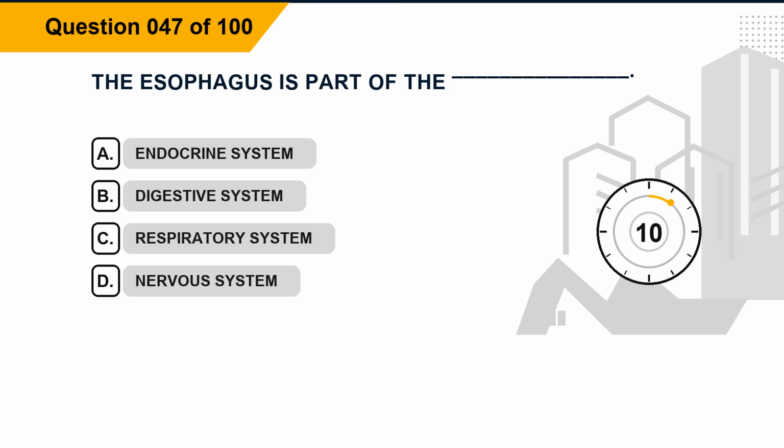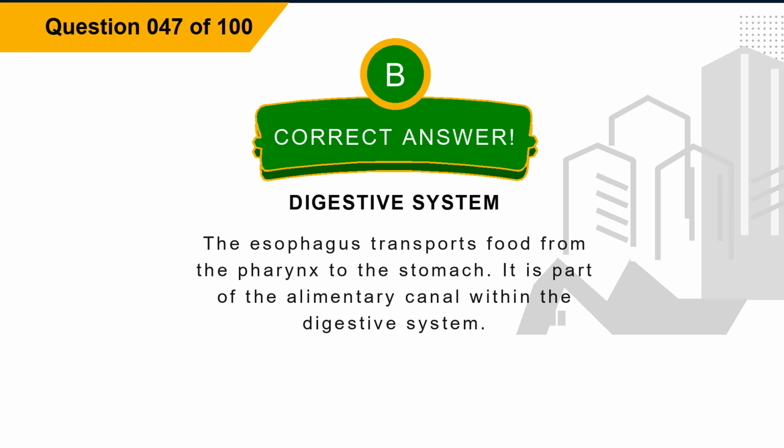Question 47. The esophagus is part of the blank. Option A, endocrine system. Option B, digestive system. Option C, respiratory system. Option D, nervous system. The correct answer is option B, digestive system. Explanation. The esophagus transports food from the pharynx to the stomach. It is part of the alimentary canal within the digestive system.